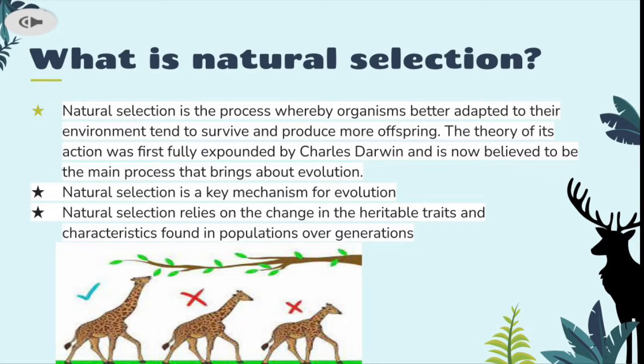What is natural selection? Natural selection is a process whereby organisms better adapted to their environment tend to survive and produce more offspring. The theory of its action was first fully expounded by Charles Darwin and is now believed to be the main process that brings about evolution. Natural selection is a key mechanism for evolution, and natural selection relies on the change in the heritable traits and characteristics found in populations over generations.